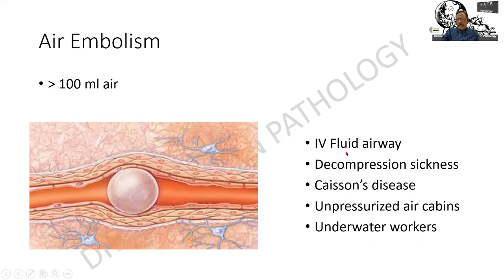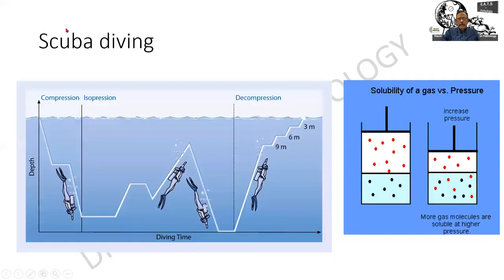The sources of the air embolism can be IV fluid airway. I shall be showing you a picture. Decompression sickness, caissons disease, air cabins which are not pressurized, as well as underwater workers. These are all the various sources, and the people who shall be suffering from it. Scuba diving. Caissons disease or a decompression sickness is a question for you people.